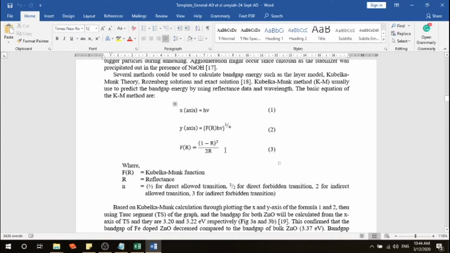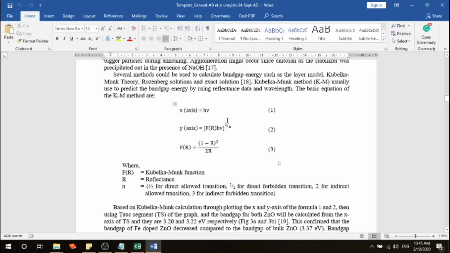And n is 1/2 for direct allowed transition, 3/2 for direct forbidden transition, 2 for indirect allowed transition, and 3 for indirect forbidden transition. Especially for zinc oxide, it is the direct allowed transition. This is the natural property of zinc oxide, so we choose 1/2 as the n. So we have the square here.